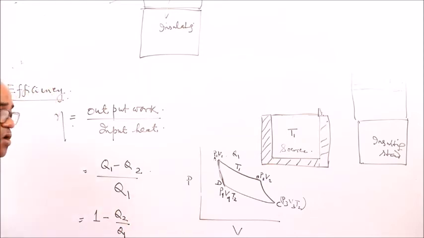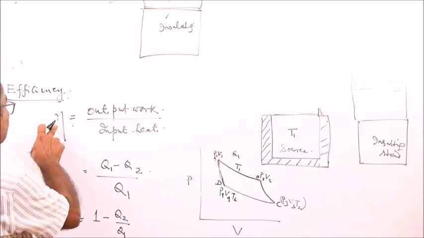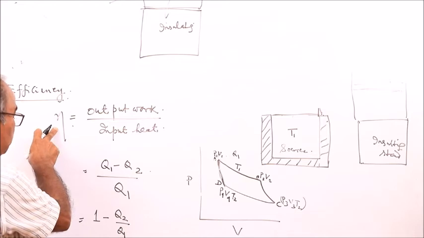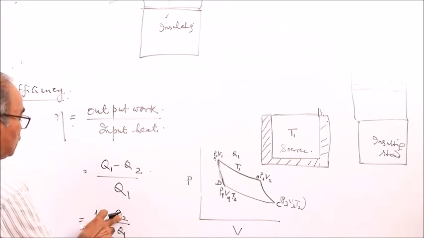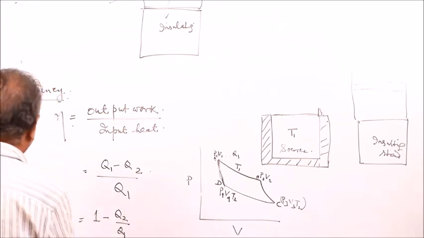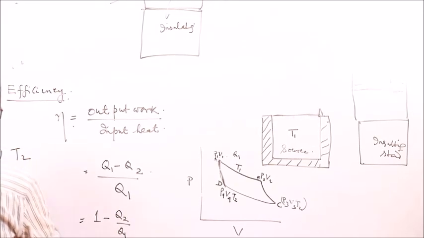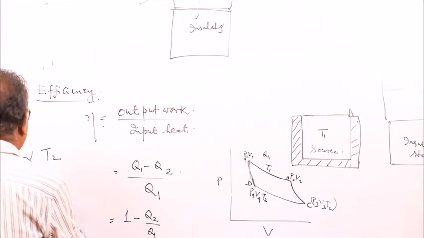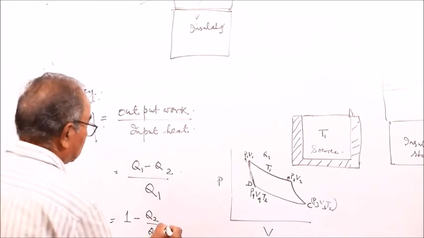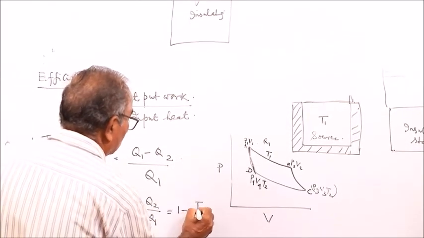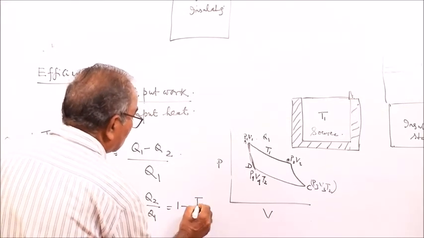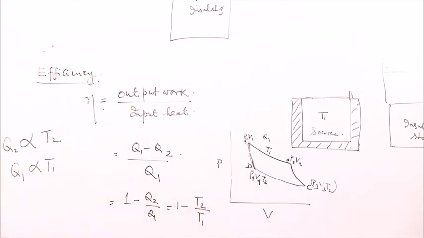Detailed calculation is not in your course, that is in higher classes. So I can tell you only that efficiency eta is equal to 1 minus Q2 by Q1, and the heat Q2 is directly proportional to the temperature T2, and similarly Q1 is directly proportional to T1. So that is equal to 1 minus T2 by T1. T2 is the temperature of the sink and T1 is the temperature of the source.